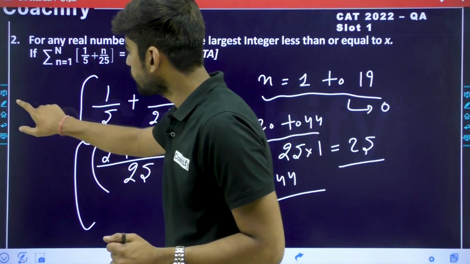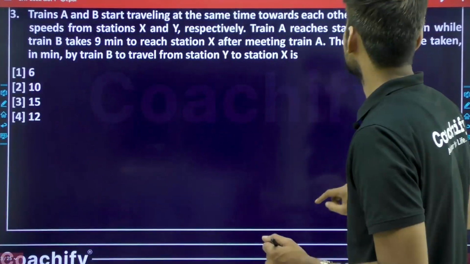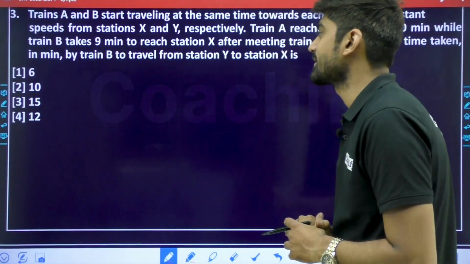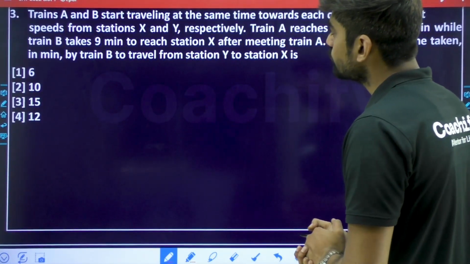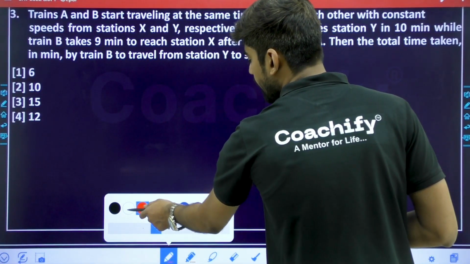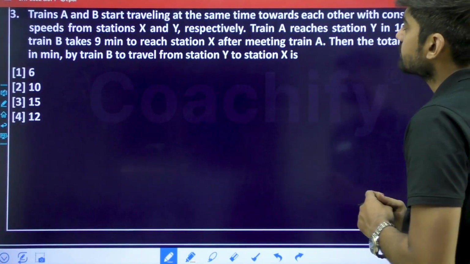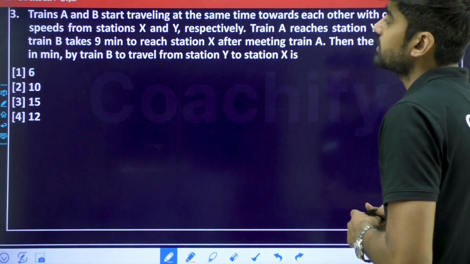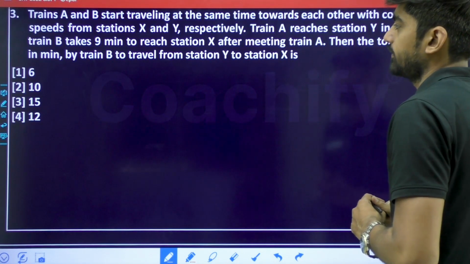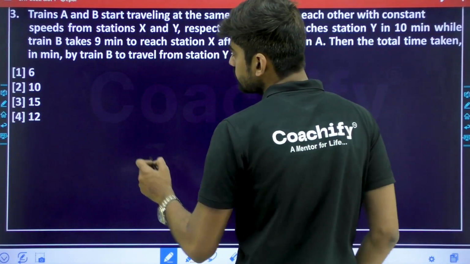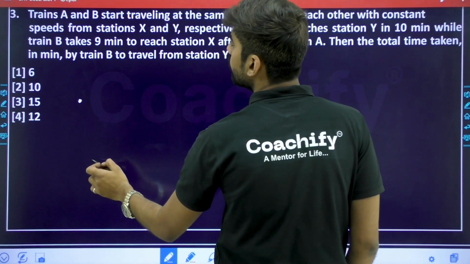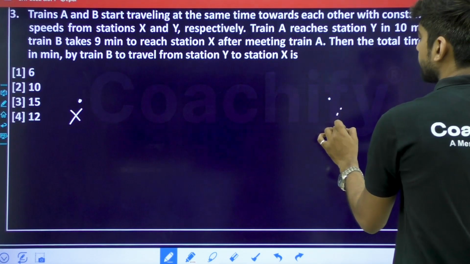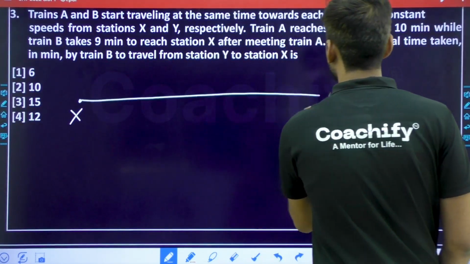Okay, so let's proceed to the next question. This is an easy question based upon time, speed and distance. The question says there are two trains, trains A and B, and the trains have started simultaneously, at the same time, towards each other with constant speeds from X and Y respectively. Perfect. So let's draw this scenario. I have two stations, one is X and the other one is, let's say, Y. These are the two stations that I have.